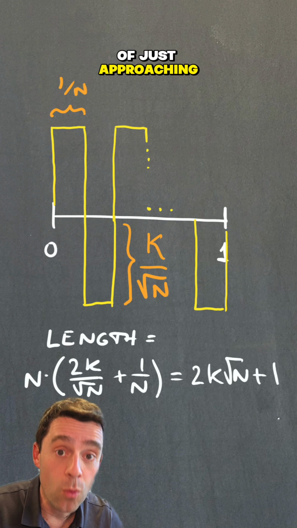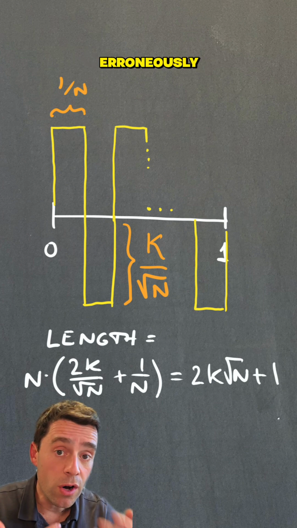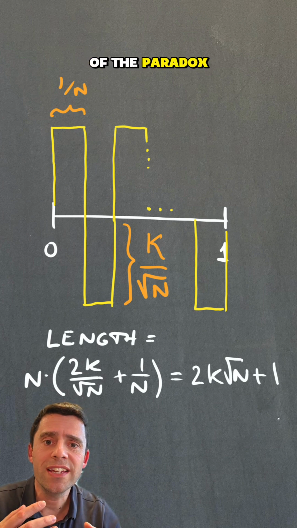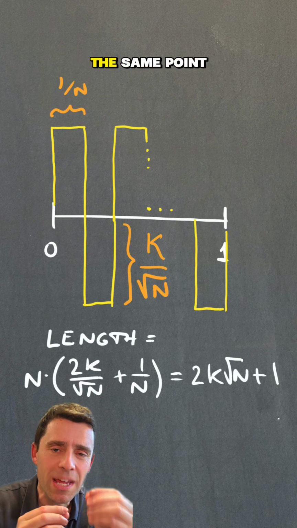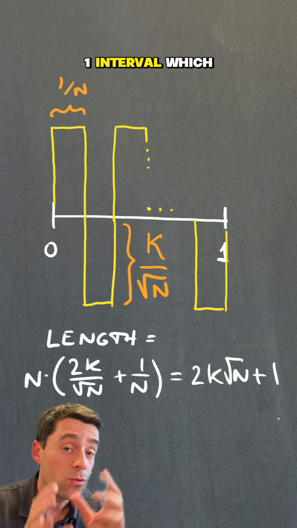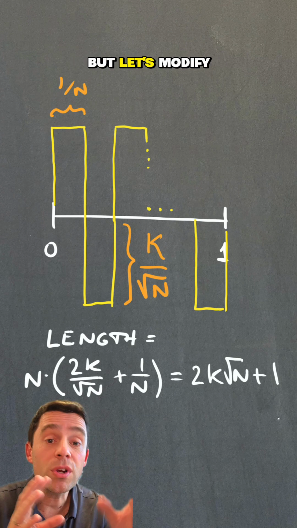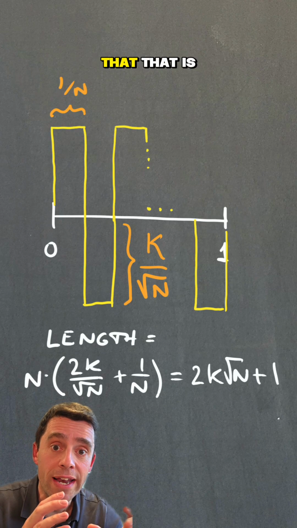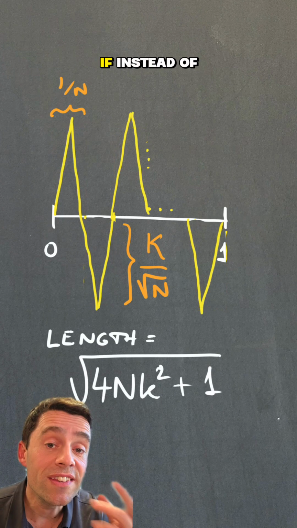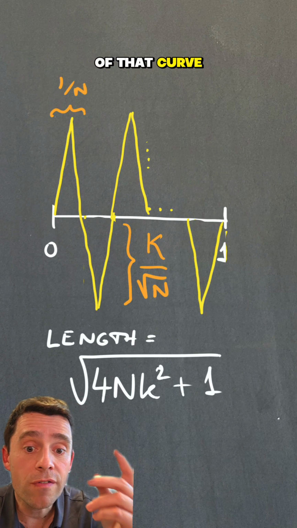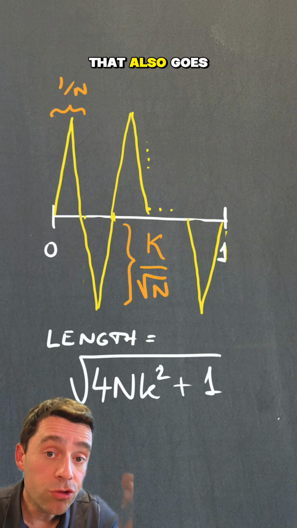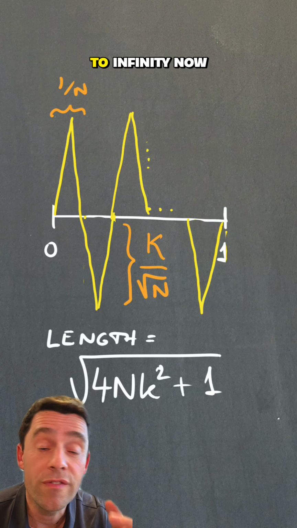Now, some people argue erroneously that the origin of the paradox is that in the limit, many points on the yellow curves collapse to the same point in the 0, 1 interval, which is not true. But let's modify this example so it's clear that that is not happening. If instead of squares you use triangles, then the length of that curve is an expression that also goes to infinity as n goes to infinity.